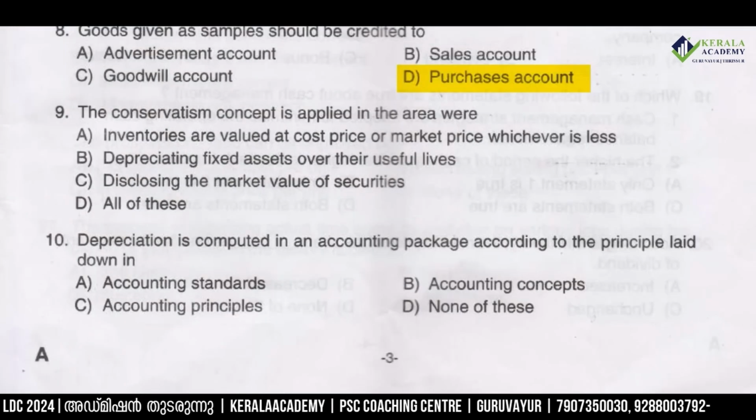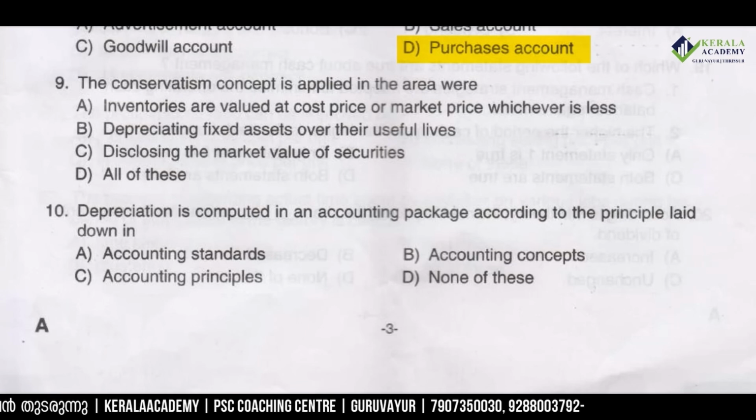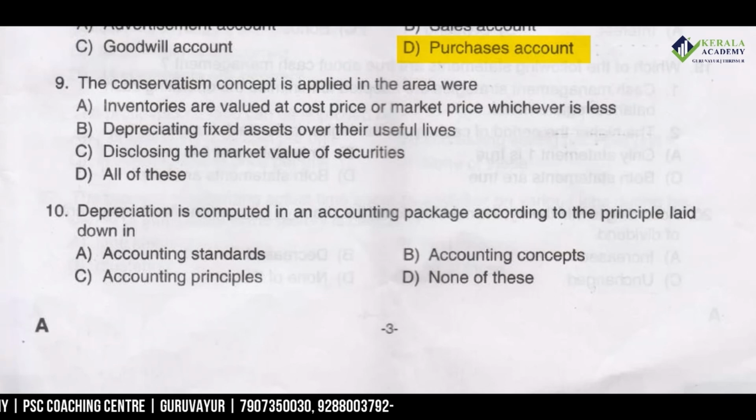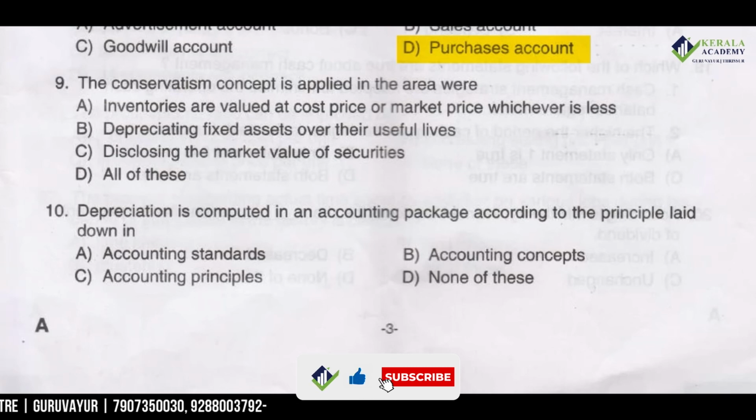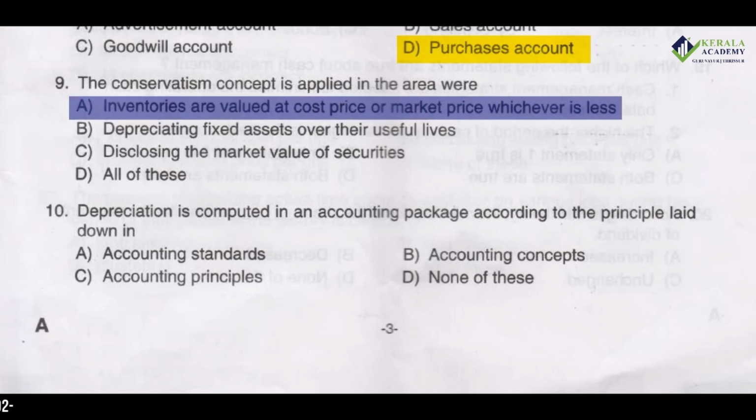The conservatism concept is applied in the area where inventories are valued at cost price or market price, whichever is less, depreciating fixed assets over their useful lives, disclosing the market value of securities, all of this. Correct answer option A, inventories are valued at cost price or market price, whichever is less.